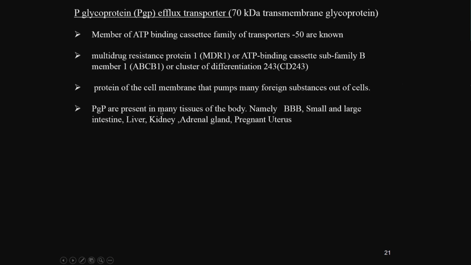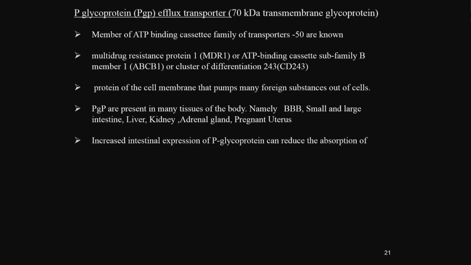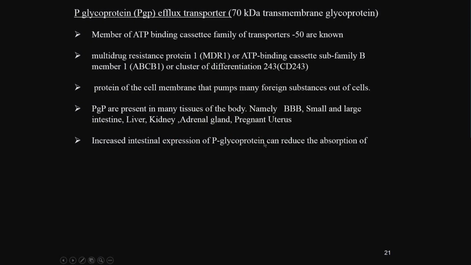They are present in many tissues of the body, namely BBB, small and large intestine, liver, kidney, adrenal gland, pregnant uterus. So, the goal is to throw out any foreign substances which may be toxic to the system. If the drug gets caught, it may also get thrown out. Increased intestinal expression of P glycoprotein can reduce the absorption of drugs that are substrates for P glycoprotein. So, it reduces bioavailability.